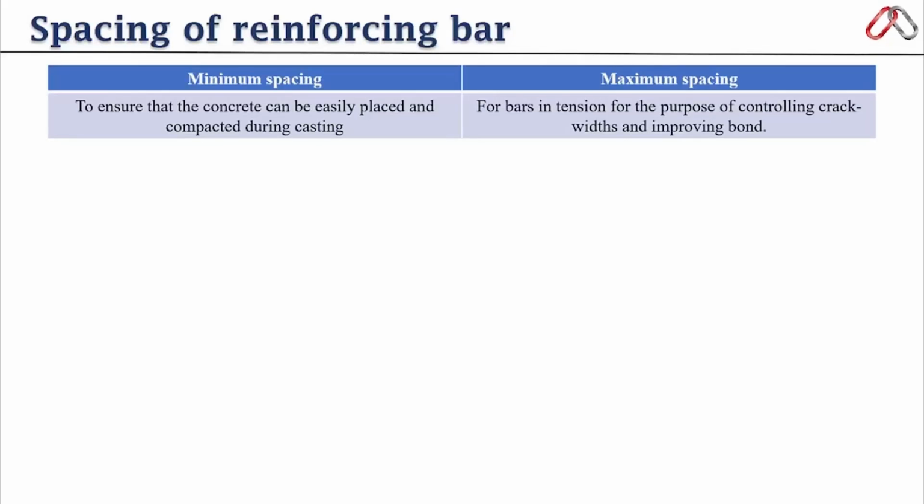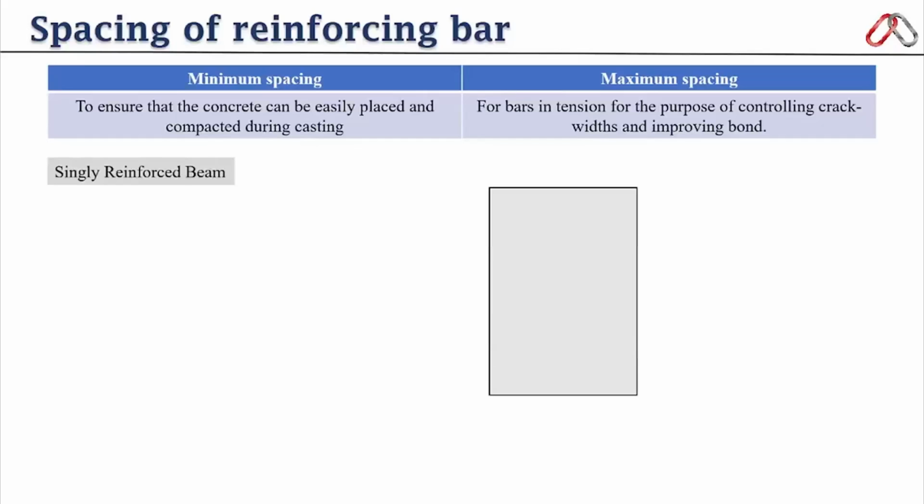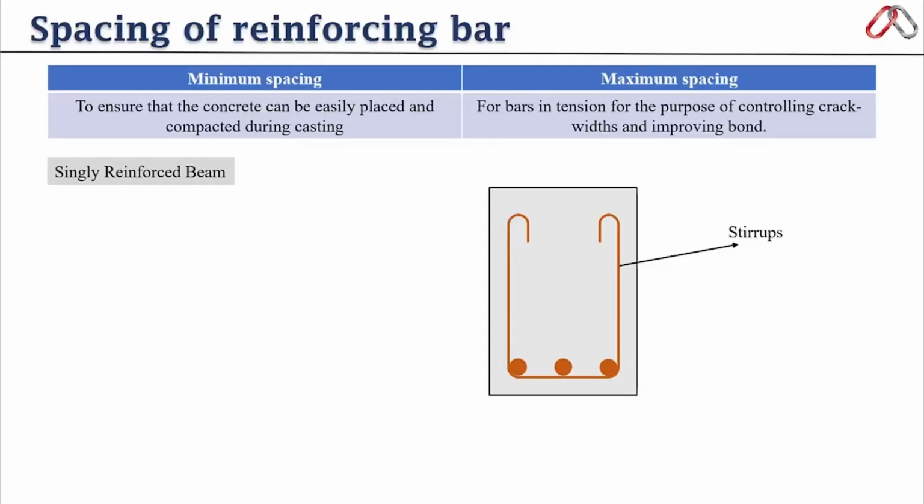So let me illustrate some thumb rules of the IS code for spacing. Suppose you are designing a singly reinforced beam. This is the cross section of the singly reinforced beam and these are the tension reinforcement. This is known as stirrup. We provide stirrup for resisting shear and torsion. We will learn in more detail about stirrup in upcoming lectures.